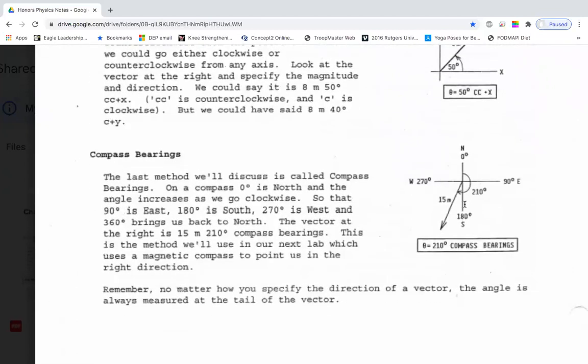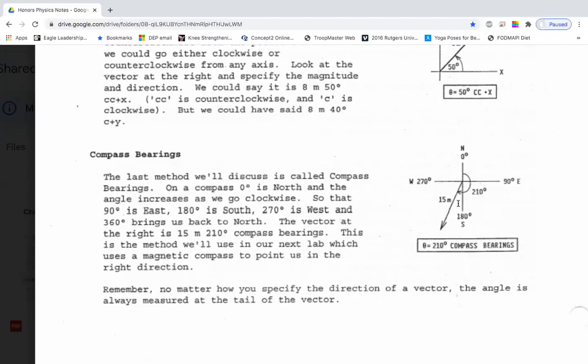And here in compass bearings, you start at 0 degrees where north is, and you go clockwise. You can look at the compass on your phone and you can see the degrees laid out just like this, and you just report how far around you are. So in compass bearings, this is 210 degrees.